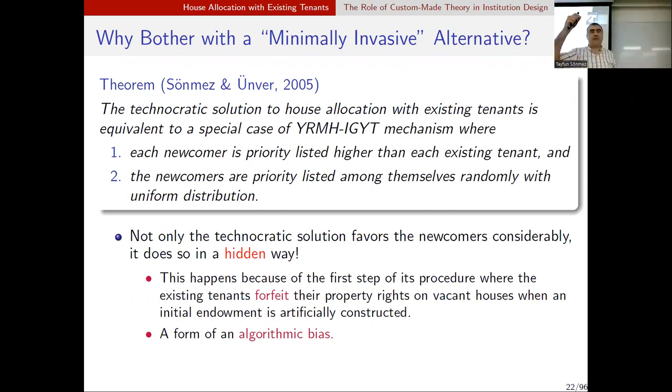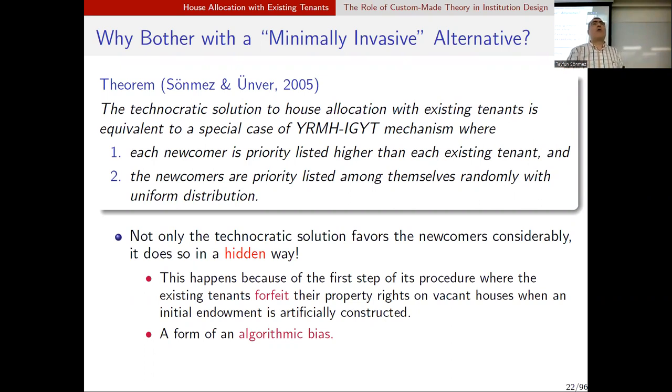Remember, you request my house, I get your turn mechanism is parameterized with a queue, right? And if you put each newcomer at the top of the queue and all existing tenants at the back of the queue, and randomly rank newcomers, at that point, it doesn't actually matter how you rank existing tenants as long as they are at the bottom. Their ranking is irrelevant. If you want, you can also rank them randomly, but it will not matter. This gives exactly the same outcome as the technocratic solution.